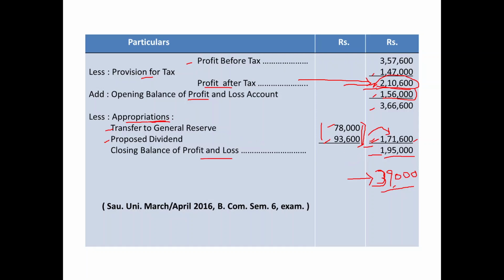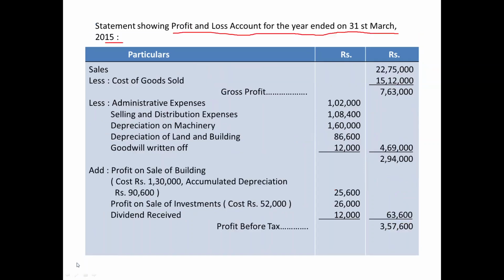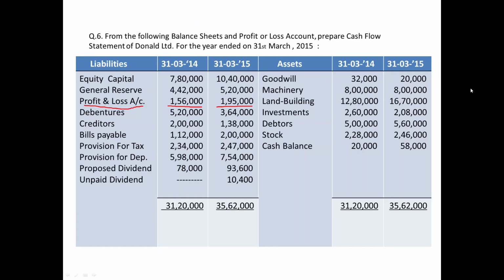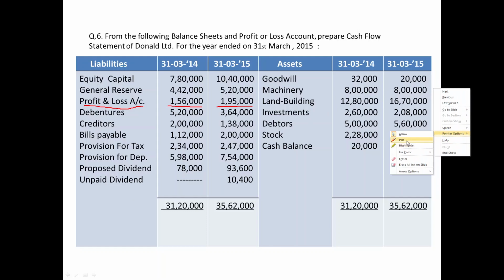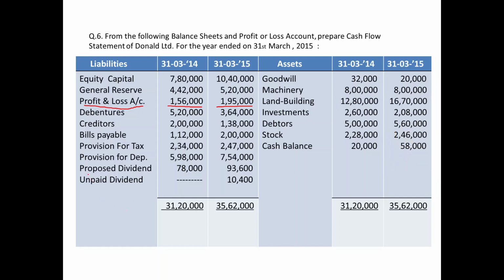Now appropriation of profit items. Proposed dividend 93,600. Let us verify the balance sheet, how proposed dividend has been shown over there. Balance sheet, liability side. Second last item, proposed dividend, current year 93,600 as we saw in the profit and loss account also, and the last year's balance 78,000.